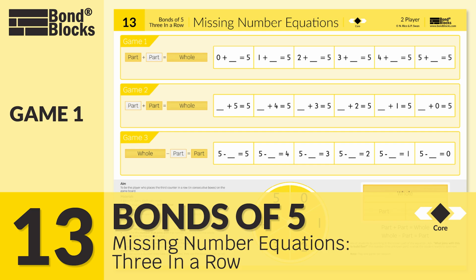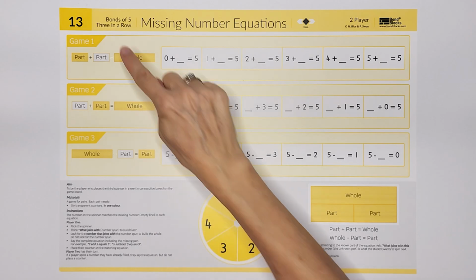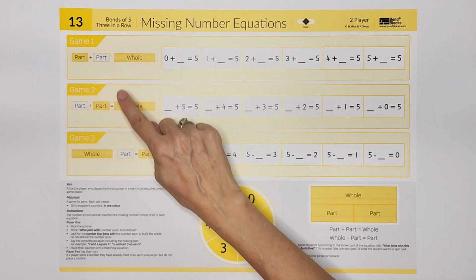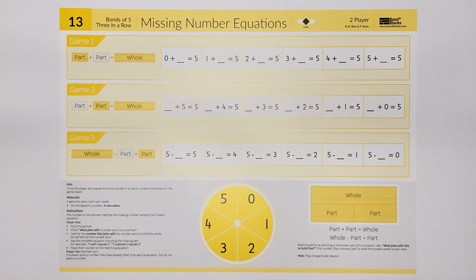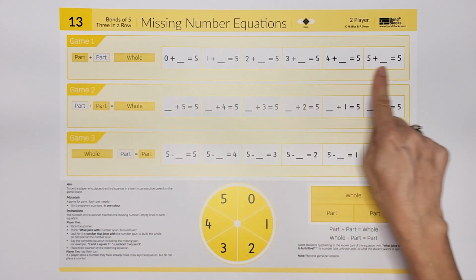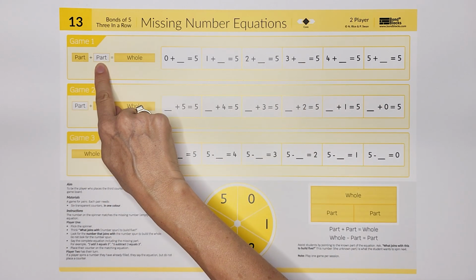Welcome to Activity 13, Missing Number Equations. This board has 3 separate games. Do one game in each session. In the first game, the missing numbers are all a part in the addition equations.